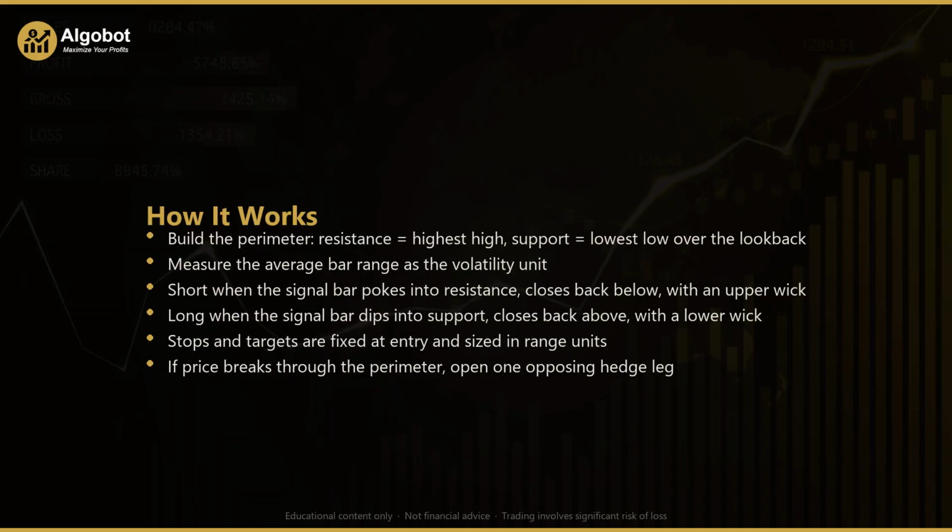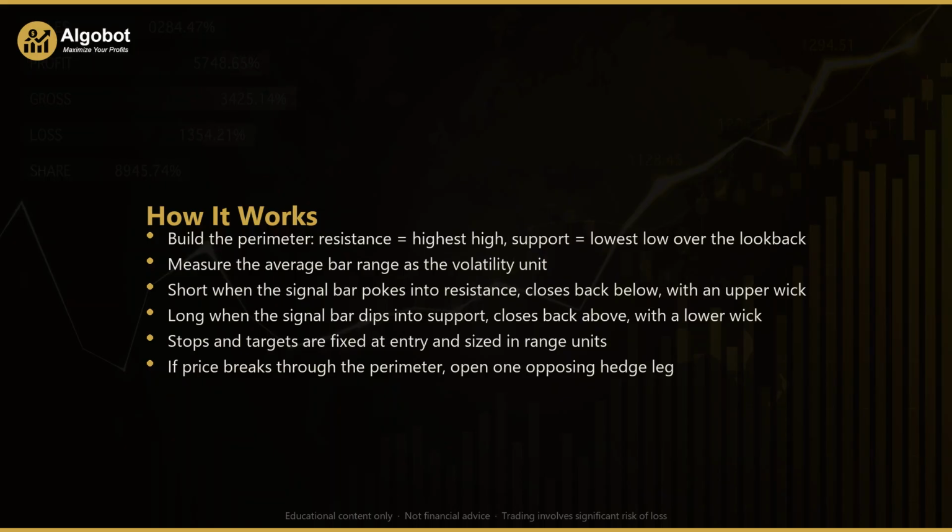Let's walk through the mechanics step by step. On each new bar, the strategy first rebuilds its perimeter. It looks back over a defined number of closed bars, 20 by default, and records the highest high as resistance and the lowest low as support. It also adds up the high-to-low range of those bars and divides by the count to get an average range. This average becomes the measuring stick for everything that follows.